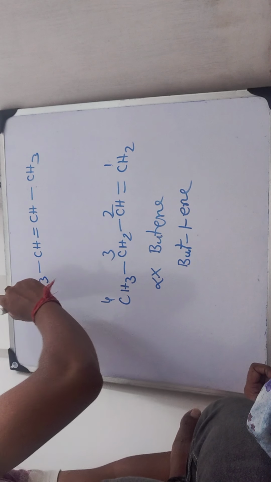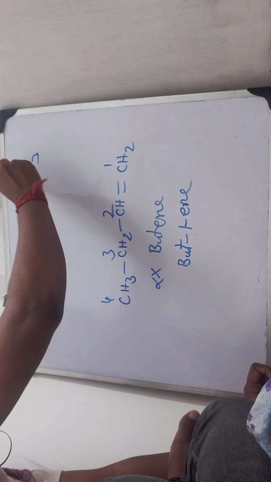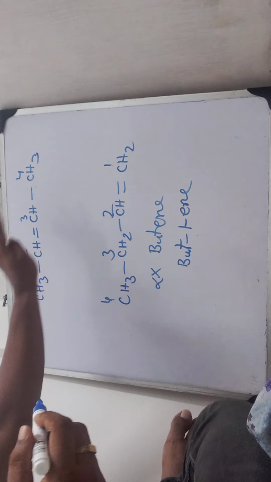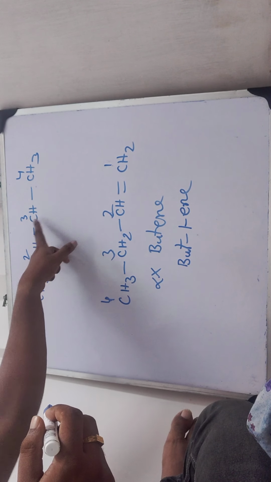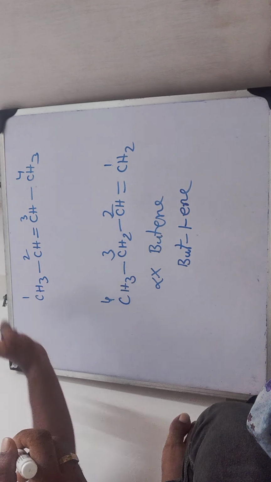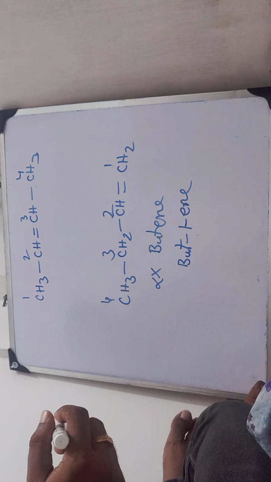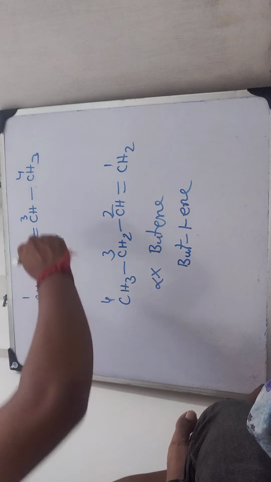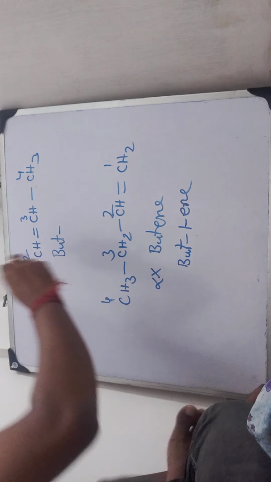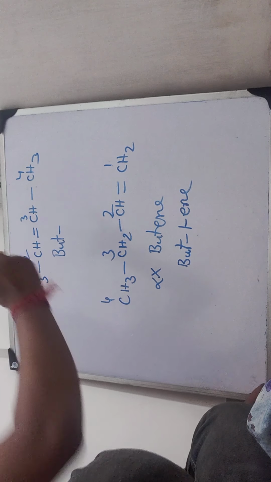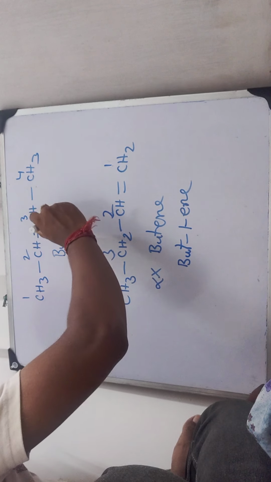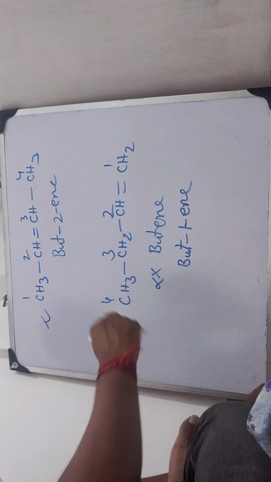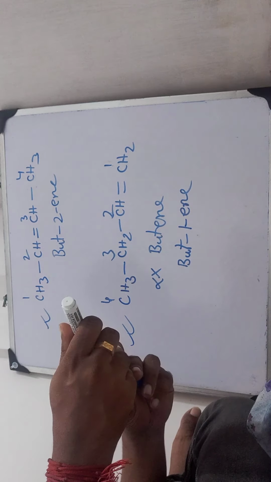Now if we place 1 2 3 4, why did we start from there? It is the same. If we start from here or there, it doesn't matter. If you start from here, the double bond will also lie between 2 and 3 carbon. So from both ways it is correct. Okay, so it is also a butene, but you will have to mention the position of the double bond, that is, between which numbers the double bond is, 2 and 3, and which one is smaller, 2 or 3? 2. So but-2-ene.